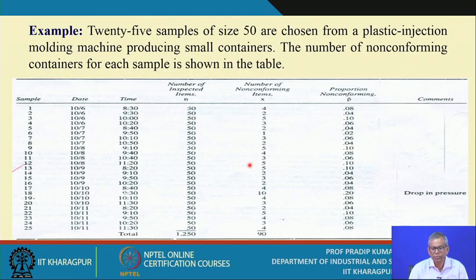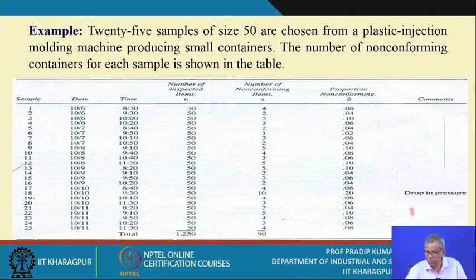Now here is an example of a P control chart. Date-wise you collected the data, and the number of inspected items is 50 for all. That means here the sample size is 50 and the sample size remains constant. The number of non-conforming items, you note down these values against each sample. The total is 90, and the total number of units inspected is 1250. So sample-wise, you can calculate the proportion non-conforming.